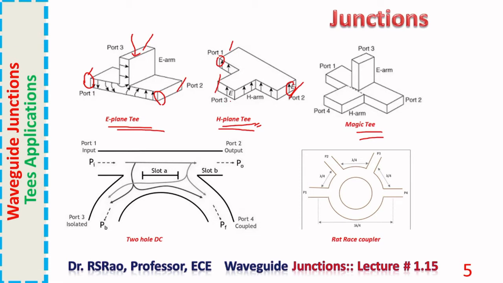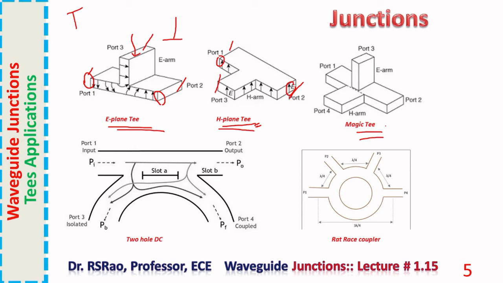Also, it requires to be mentioned the fact that these are called T's because they are in the shape of the English capital letter T. In case of E plane T, its shape is T standing over its head. In case of H plane T, T lying down on its side.